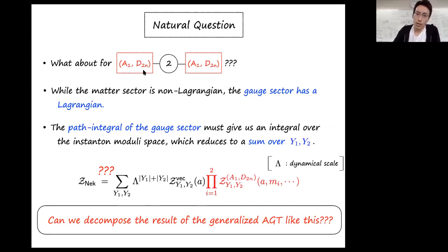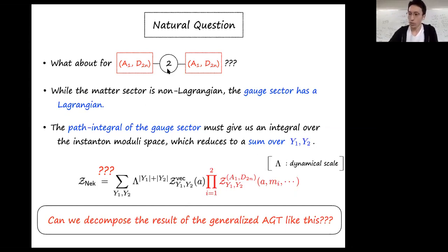Well, we don't know the Lagrangian for this matter sector, so we can't compute the path integral of this matter sector. That's why we don't know how to evaluate this factor. But whatever matter sector you have, we expect this kind of decomposition just because we have this vector multiplet, which is still a Lagrangian. Okay?